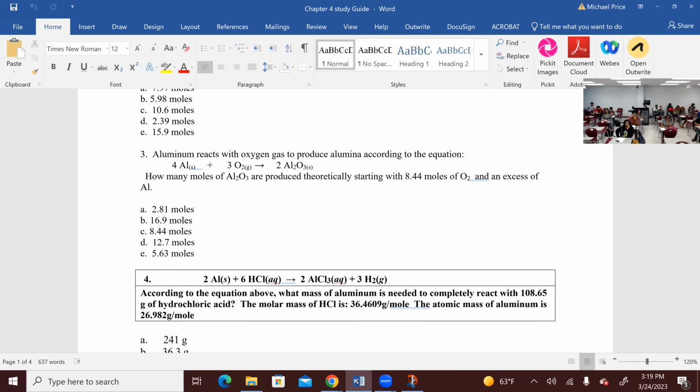If I have moles of oxygen, which is 8.44 moles, what number am I going to multiply by? Why divide by 4? Divided by 3. Why 3? They give you O2. These are moles of O2. Okay, all right. So y'all with me?